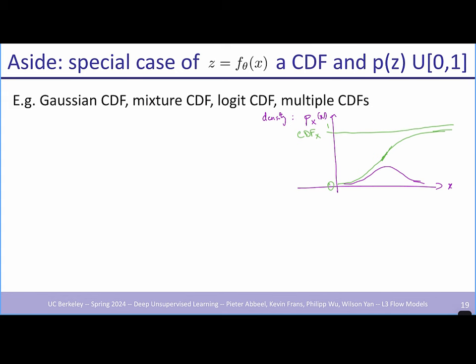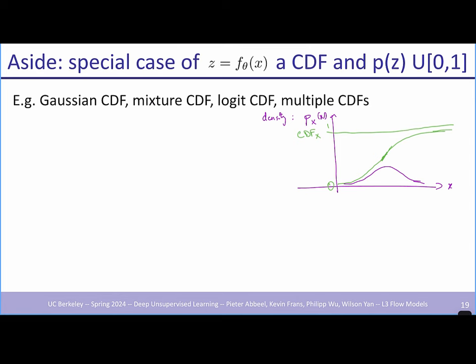The interesting thing about a CDF is that when you use a CDF, you map onto 0, 1. So you can use a uniform distribution as the Z distribution, which is a convenient one to work with, because the term that involves Z doesn't even do anything. There's nothing to optimize there. It's just always a constant. So you just have the other term to deal with.